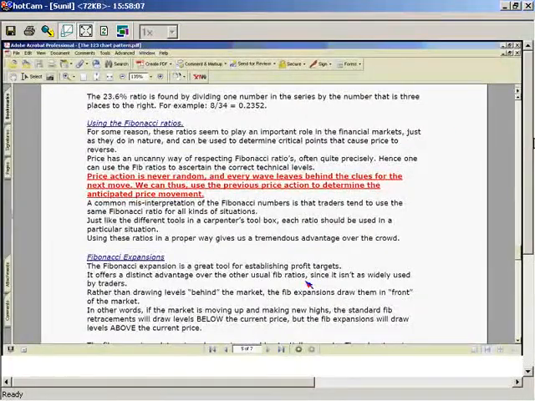Now, there are different Fib ratios, like retracements, projections, fans. Each and every ratio has to be used in a different way, in a different situation. Using the ratios in a proper way will give you an excellent advantage. Let's concentrate only on the expansions, because for a 1, 2, 3 formation, expansions work the best. This is a great tool for establishing profit targets.